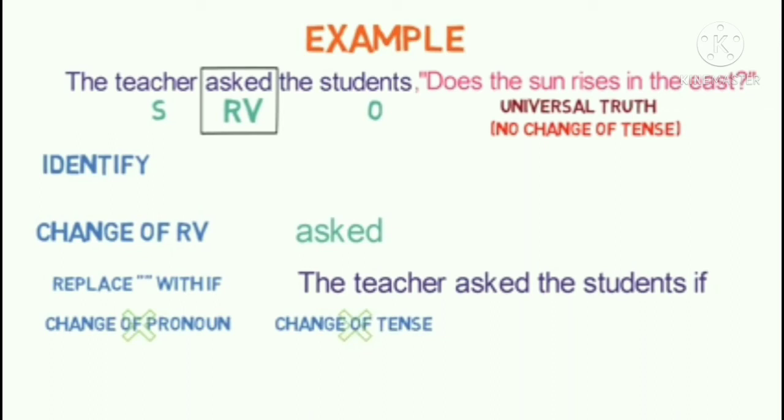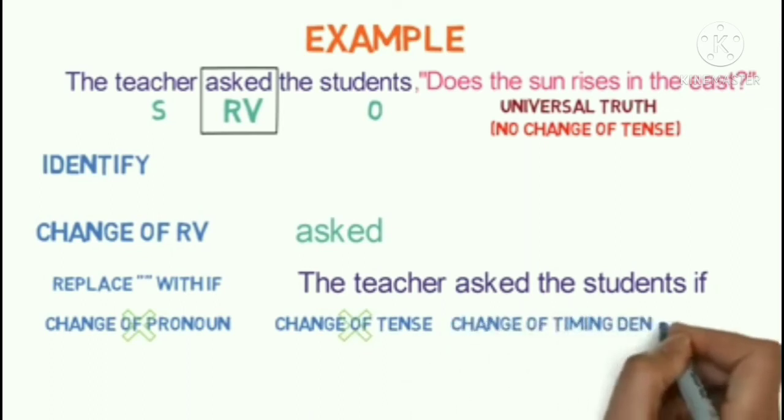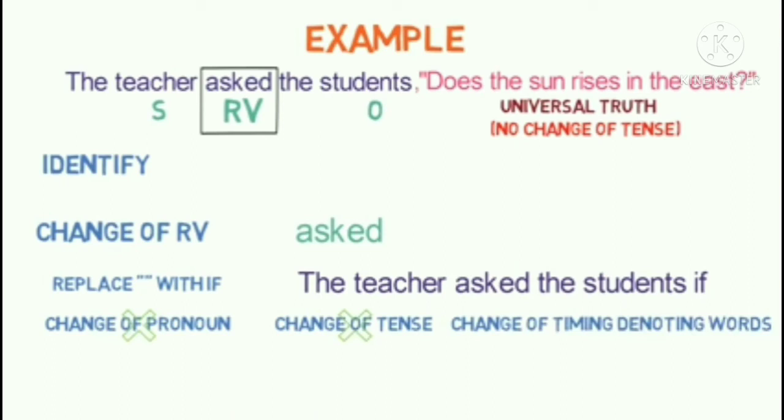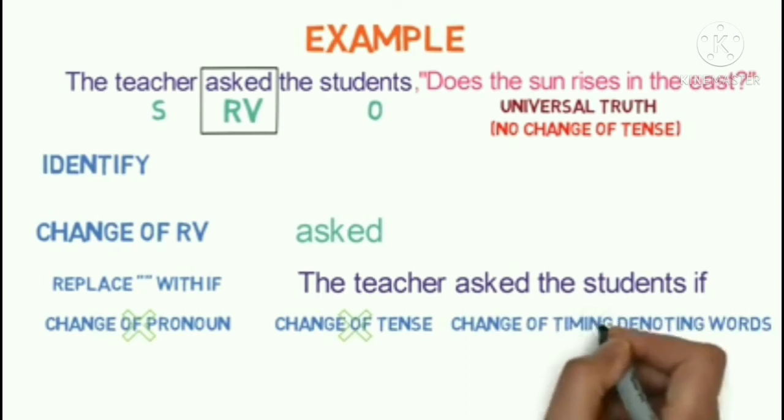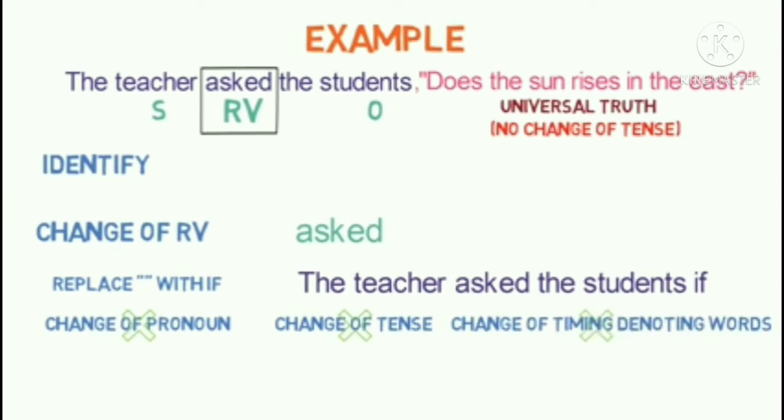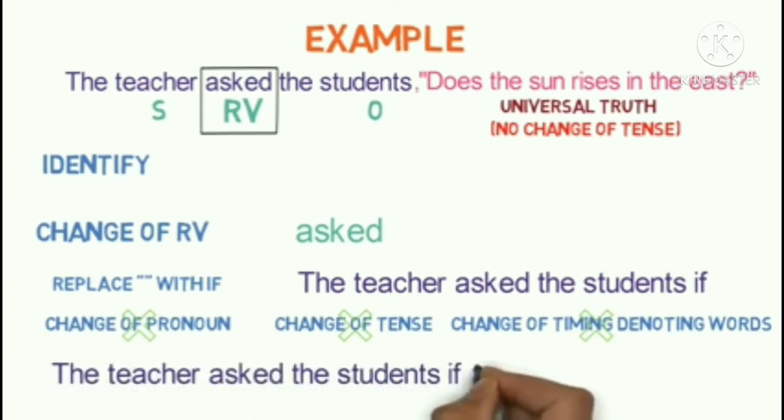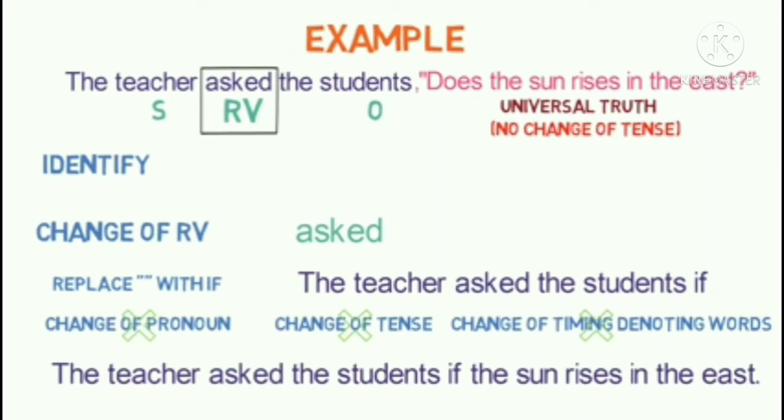The next step is the change of words denoting time. There are no such words, so this step is also not applicable. So now step 4, 5, 6 is not applicable, but now after putting the 7th step, the sentence will go as, the teacher asked the students if the sun rises in the east.